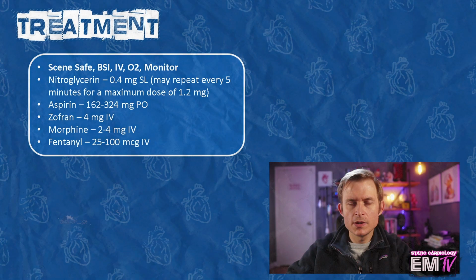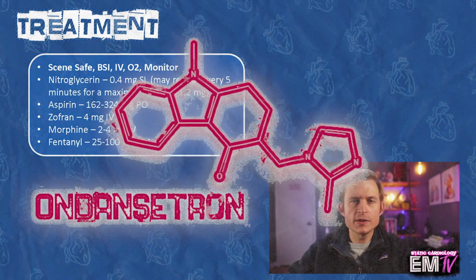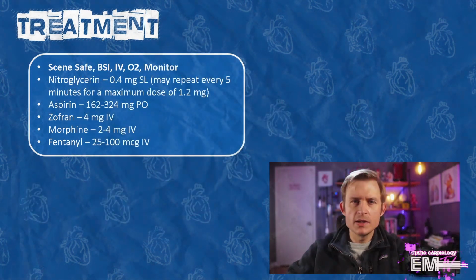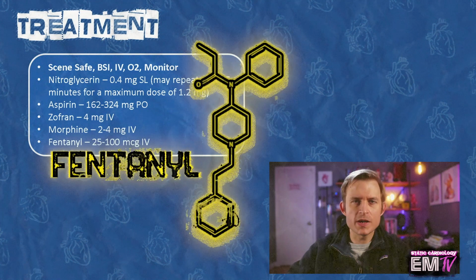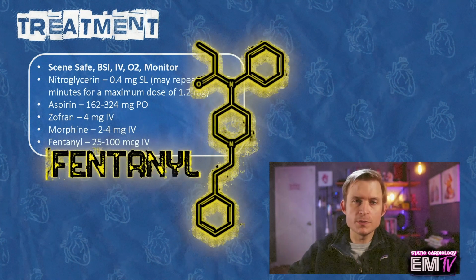For the nausea, we could consider administering Zofran, 4 milligrams IV, and for any other discomfort that may arise, morphine, 2 to 4 milligrams IV push, or fentanyl, 25 to 50 micrograms IV, should be sufficient.